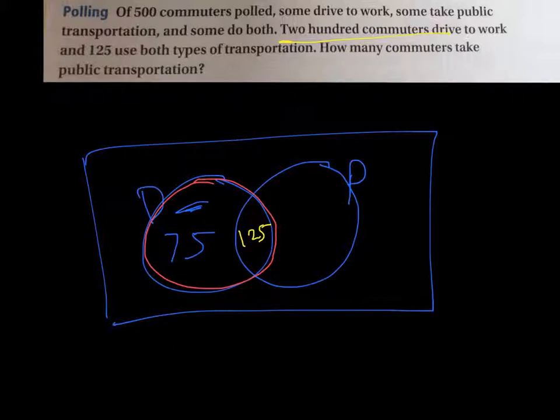Now how do I figure out how many just use public transportation? Well, remember we had 500 total. So 500 minus 200 equals 300, right? So 75 only drive, 125 do both, 300 only use public transportation. How many use public transportation total? Well, you add 300 and the 125, right? So that would be 425 use public transportation.